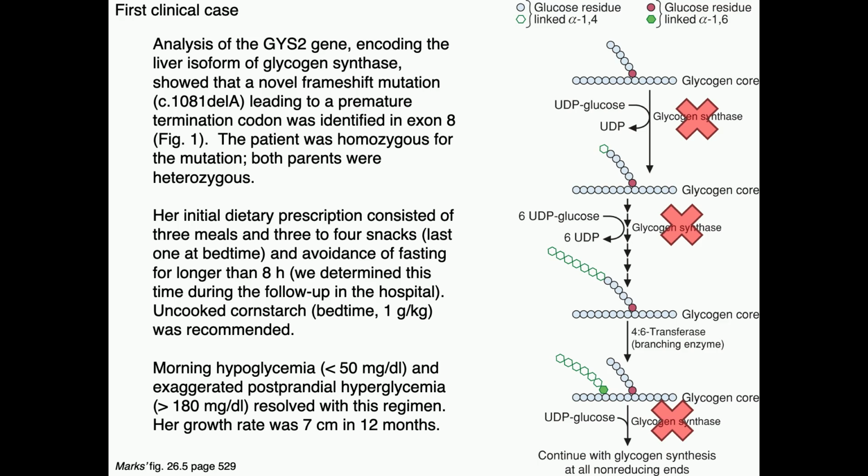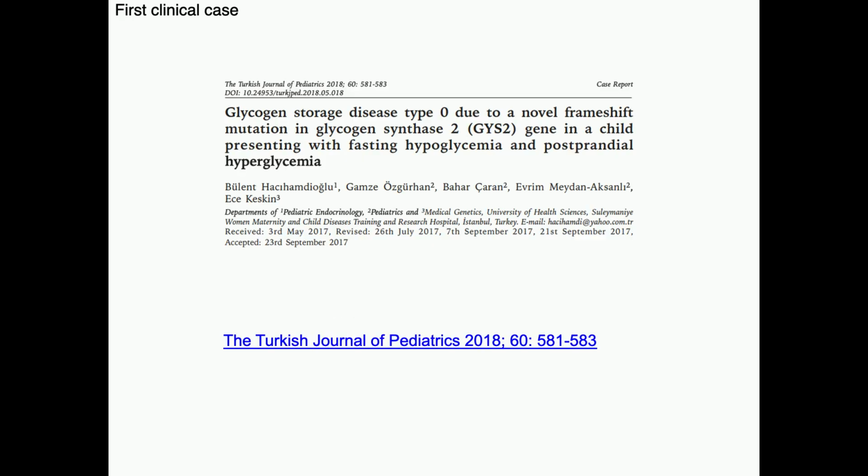So she not only had the hypoglycemia resolved through a pretty simple dietary intervention, but she also had that short stature resolved, or was growing at a much more normal rate. That's shown here.